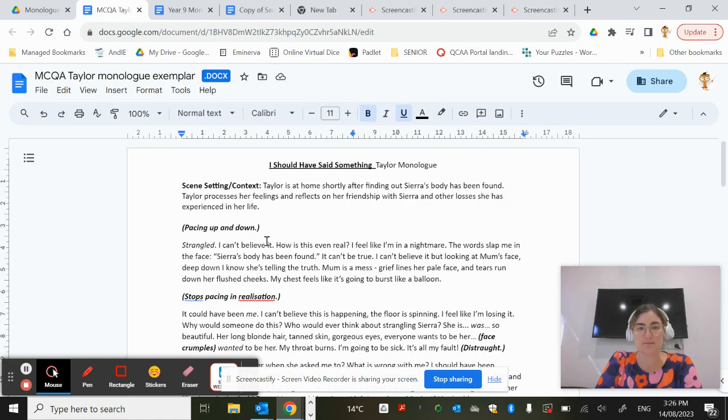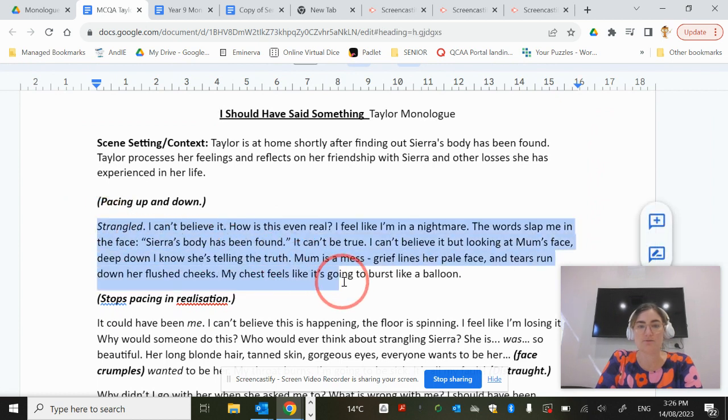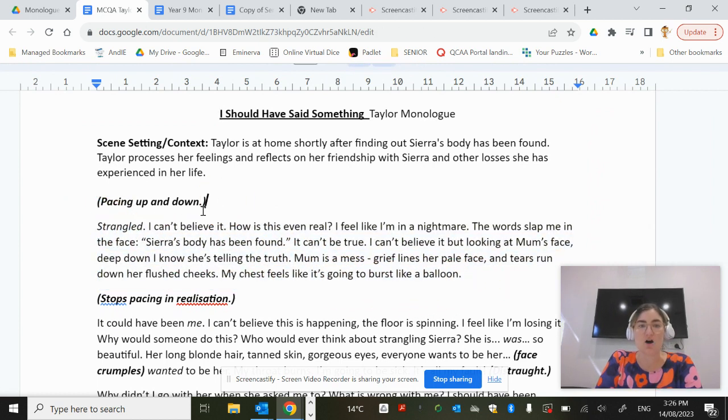So if we have a look at this example, this is present tense here for an example monologue of Taylor. Present tense: I can't believe it. How is this even real? I feel like I'm in a nightmare. If this was past tense, it would say, I couldn't believe it. How was it even real? It felt like I was in a nightmare. So there's this difference there between the tense of the words, and it's really important that you start in the present, then you go into the past to reflect, and then you come back to the present again.